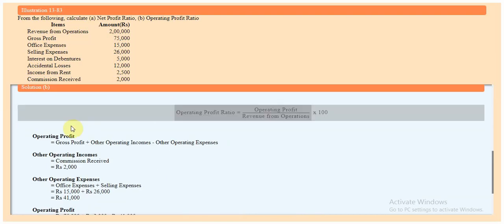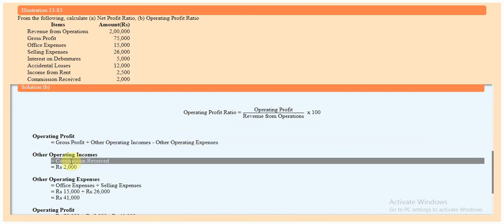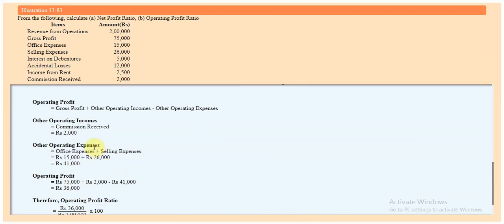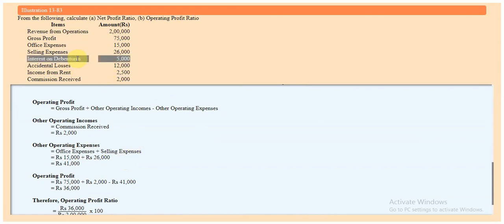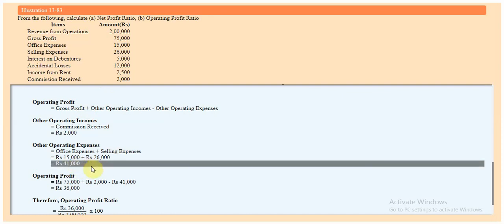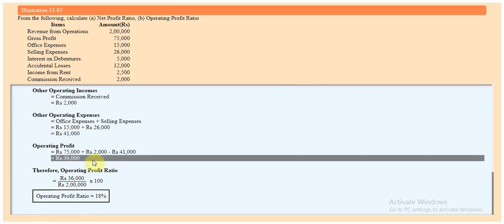So for finding out operating profit, we are just adding operating incomes to gross profit and reducing operating expenses. What are the operating incomes? We have commission received, which is 2000 rupees, and what are the operating expenses? Office expenses and selling expenses. See, interest on debentures is a finance charge, so it is not operating in nature, and accidental losses is also not operating in nature, so ignore these both. The remaining expenses, if you add, it comes to 41,000 rupees. So operating profit is GP plus 2000 minus 41,000. We have 36,000 as operating profit.